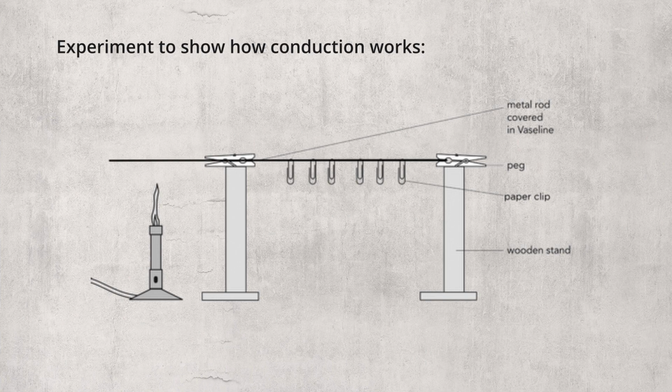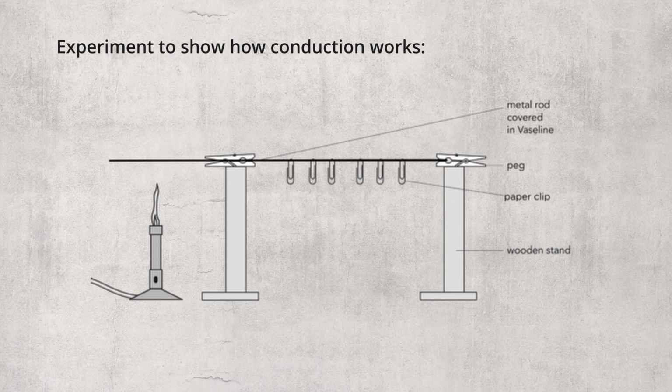The Vaseline will melt one by one. First the one closest to the heat source and then the one next to it, and this pattern will keep on going. This shows us that the heat is not transferred randomly by the movement of particles but from one side to the other.